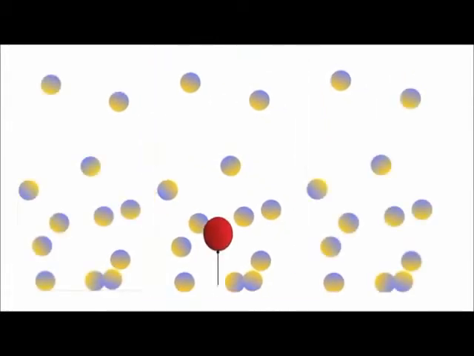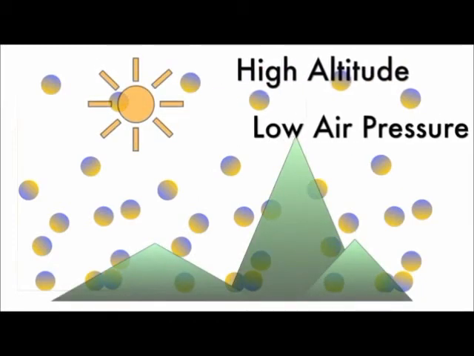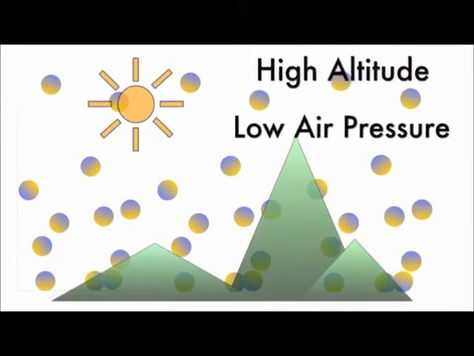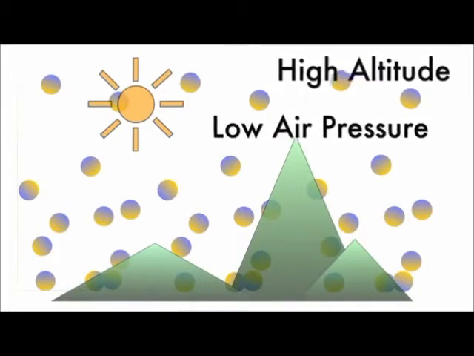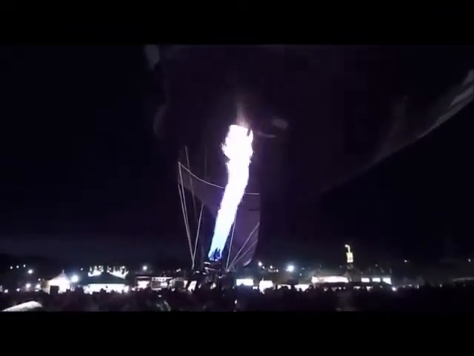As a hot air balloon travels to higher altitudes, the air pressure decreases, thus there are fewer particles below the balloon pushing it upwards. However, the buoyant force is weak compared to gravity, and there is an upper altitude limit when the air becomes too thin that the buoyant force is too weak to lift the balloon.